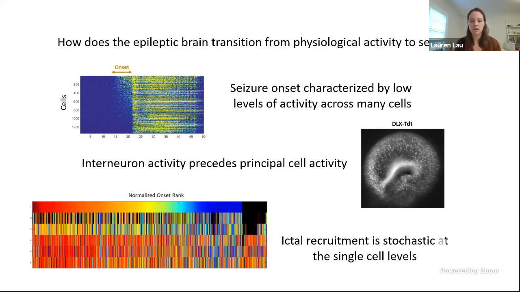And again, I think this model may only be relevant to certain types of epilepsy, and it's not going to necessarily generalize to others, but it does, I think, show that you don't need to have a loss of interneurons to really drive seizures.